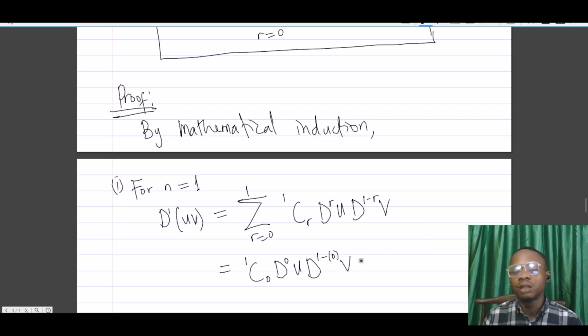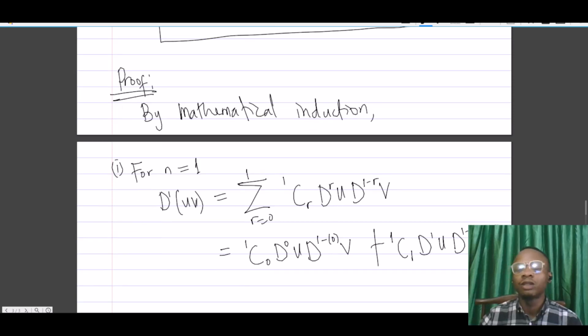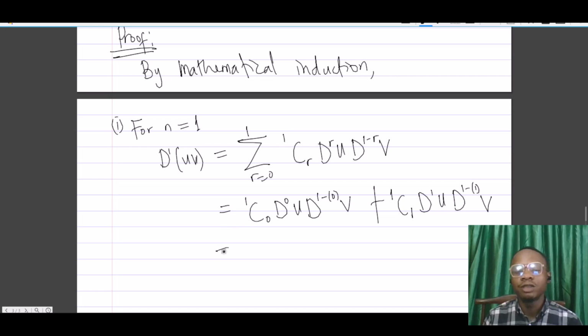That will be the first term, plus the second term. The summation goes from r equal to 0 up to r equal to 1, so the second term is the final term, when r is equal to 1. For that case we have 1 combination 1, d to the power of r, where r is 1 in this case, so d to the power of 1 multiplying u, then d to the power of 1 minus 1 multiplying v.